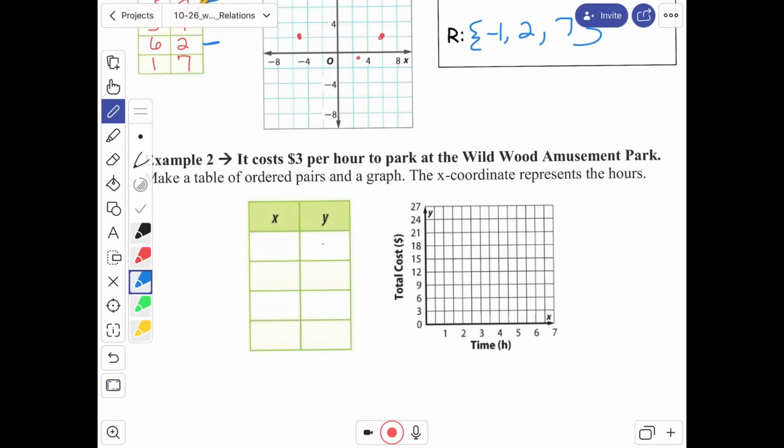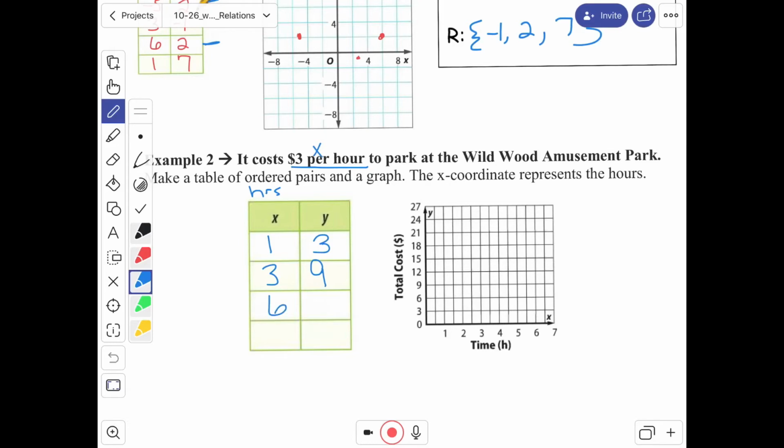Example 2. It costs $3 per hour to park at the Wildwood Amusement Park. Make a table of ordered pairs and a graph. The x-coordinates represent the hours. So $3 per hour, that means 3 times hours. And it says the x-coordinate is going to be the hours. So if I had 1 hour, that would cost $3. If I had 3 hours, that would cost $9. Every time I'm just multiplying by 3.